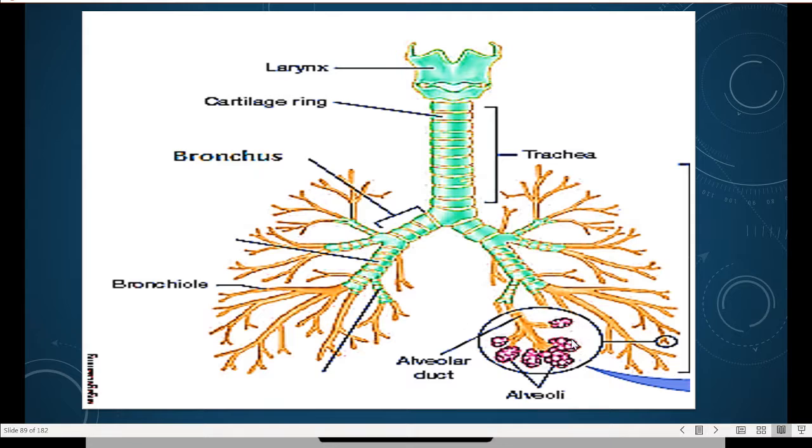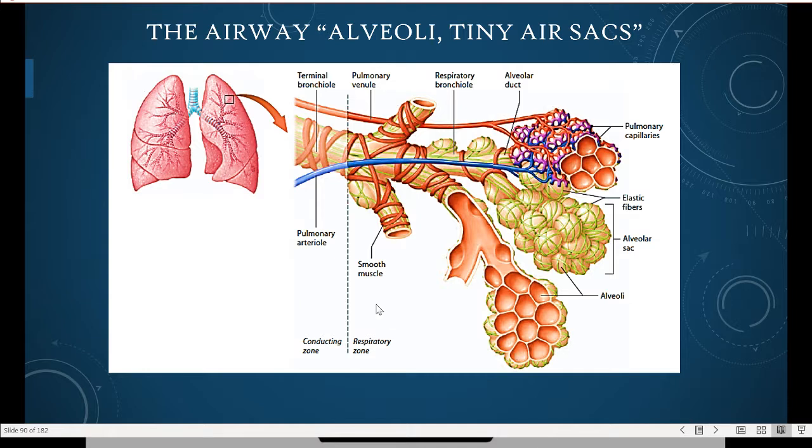Okay, just a brief look now at the alveoli that are down here. They're at the end of the bronchioles. There's your alveolar sacs, or your alveolus. And we talk about the airway here, the alveoli, the tiny air sacs. And there they are. If you have something that occludes or covers them, like pneumonia, liquid, any inflammation that covers those sacs, that will affect gas exchange.